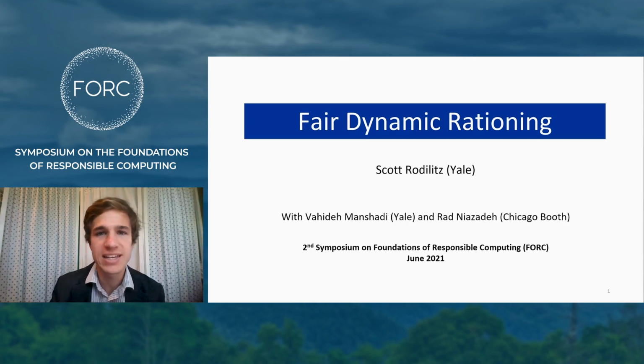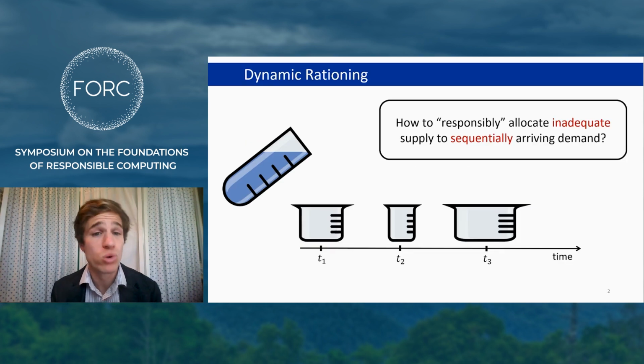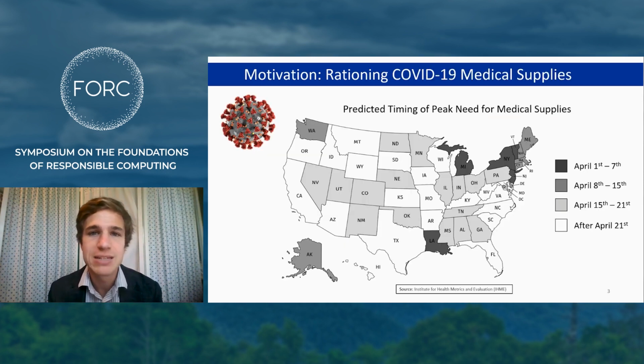Our goal in this work is to shed some light on how to responsibly allocate inadequate supply to sequentially arriving demand. This is a general class of allocation problems that arise frequently in a variety of publicly, socially important applications. And to give you just one example, let's take a step back in time, a little more than a year, to the onset of the COVID-19 pandemic in the US.